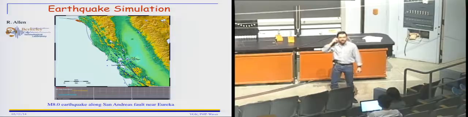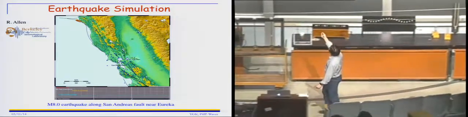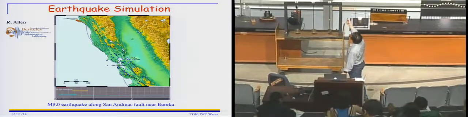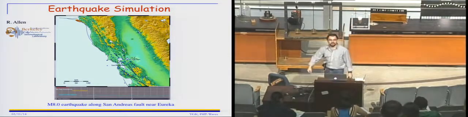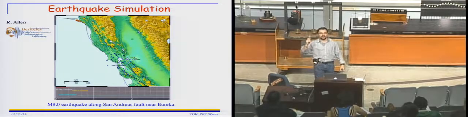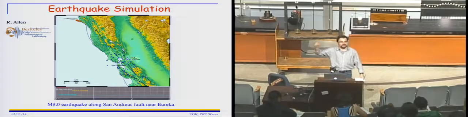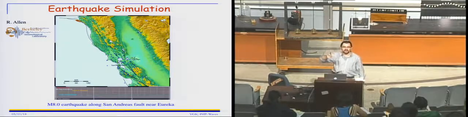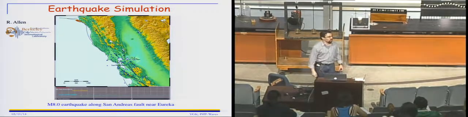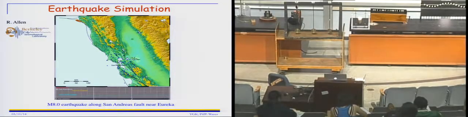This is a simulation of an earthquake that happens in Eureka, here somewhere, which may happen at some point on the San Andreas Fault, which we all know and love. Well, we here live right on the Hayward Fault. Right, it goes right into Memorial Stadium, which is one reason Memorial Stadium was retrofitted a couple of years ago to make it safer.